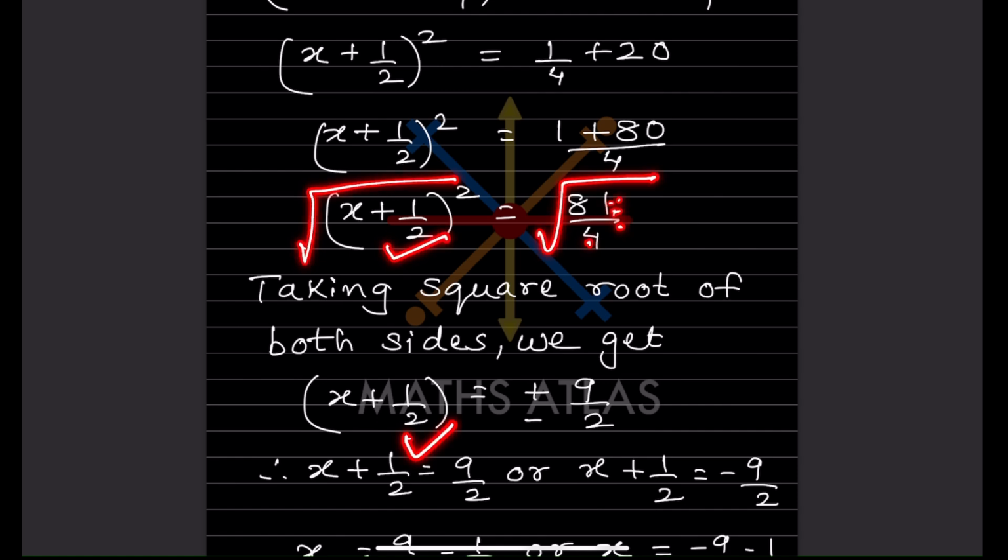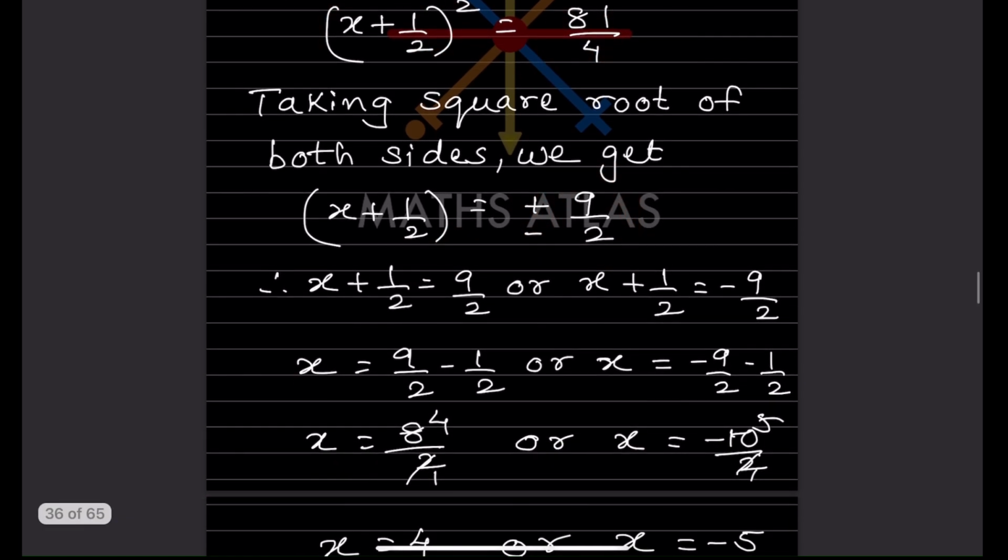This 81 is a perfect square, so the square root of 81 is 9. And the root of 4 is 2. So that will be 9 by 2. But you have to write plus or minus here. So now what will you do?